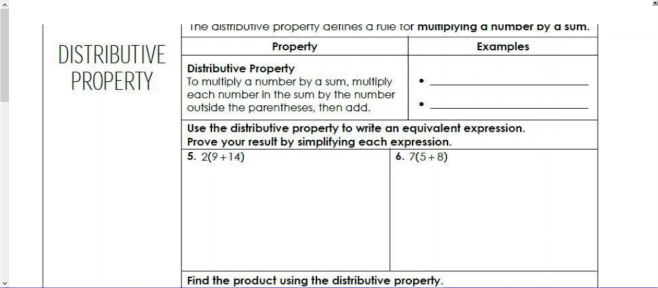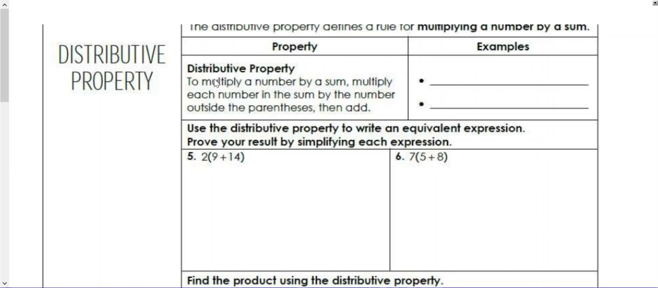The next property is the distributive property. Now, for the distributive property, there's not an easy way to remember it. You just have to do what it says, okay? The distributive property finds a rule for multiplying a number by a sum.